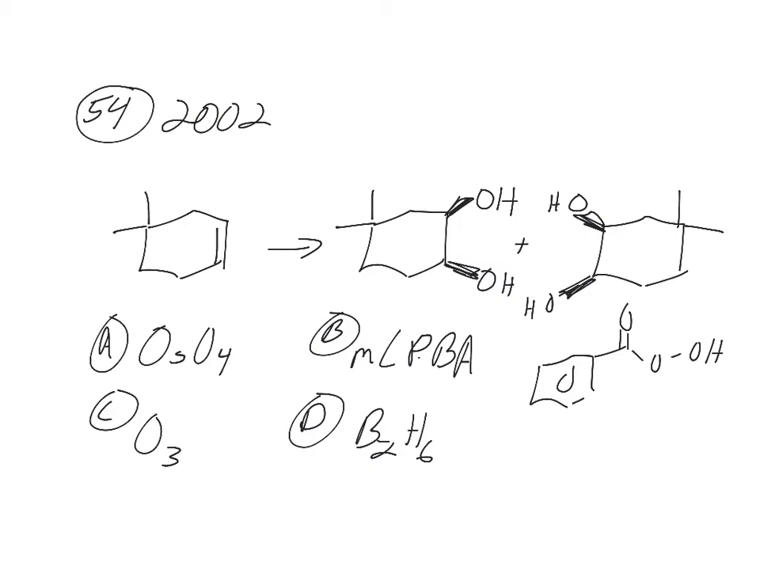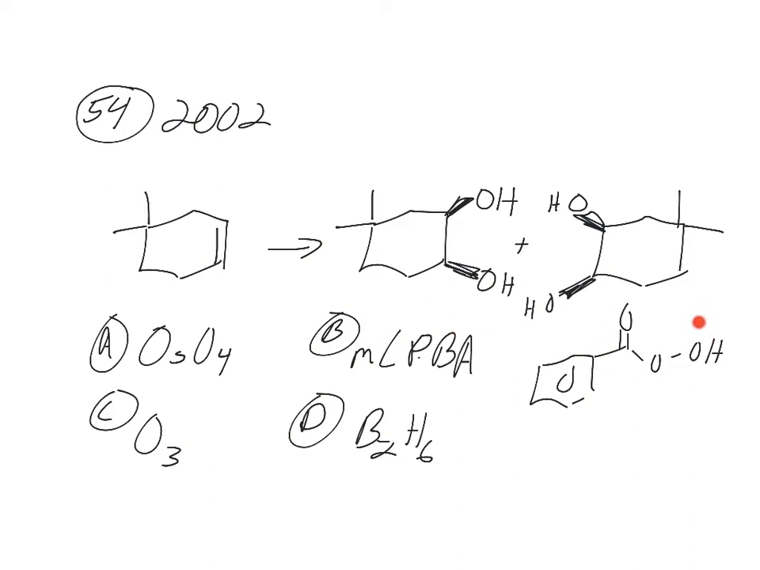Osmium tetroxide gives you syn diols. This is a syn diol. A is the answer. Maybe you've never seen osmium tetroxide. I know you've seen O3. O3 turns an alkene into 2 ketones, so you know that's not the right answer. Boron adds anti-Markovnikov, but how many does it add? Just 1 OH. So that can't be it either.